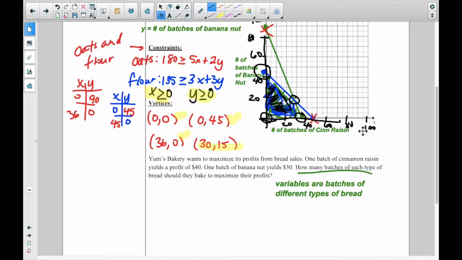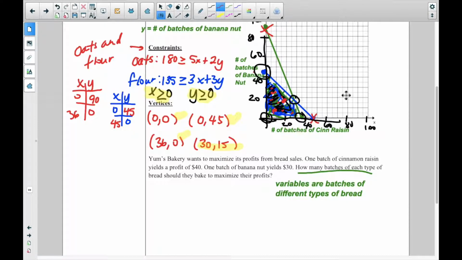Here's why we find the vertices. The vertices actually tell us where the maximum value or the minimum value is. So all of this shaded area in the middle are potential solutions. Like we could make this many, that's hard to see, but like 20, 20, that's one I can tell is in there. We could make 20 of each, and we would stay within the constraints. Or obviously we can make 10 of each, and it would stay within the constraints. Any of these points in here would stay within the constraints.